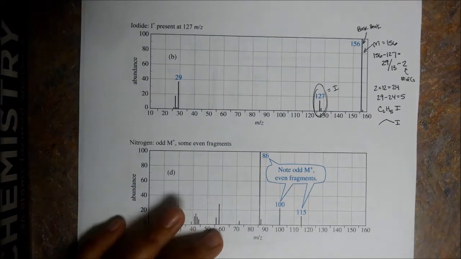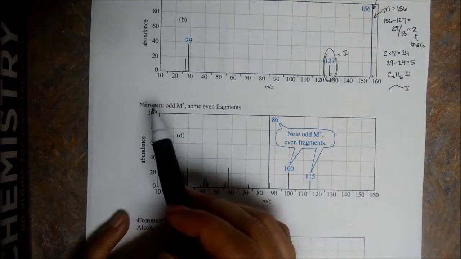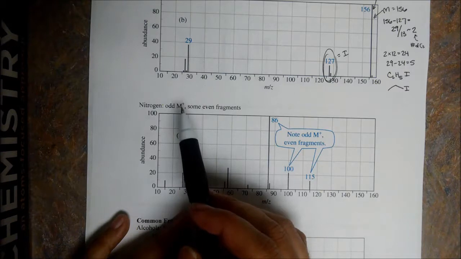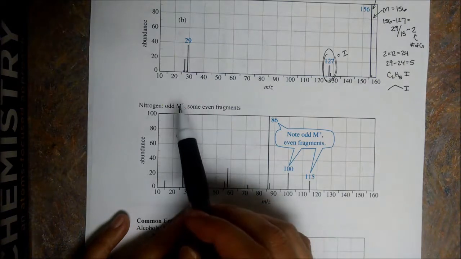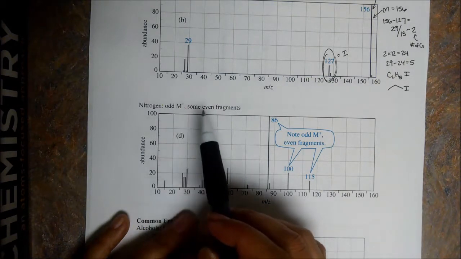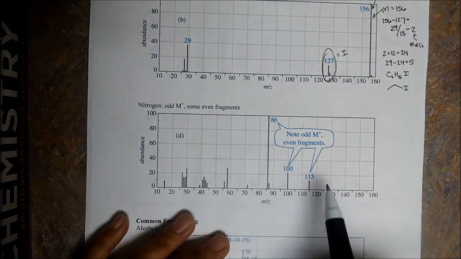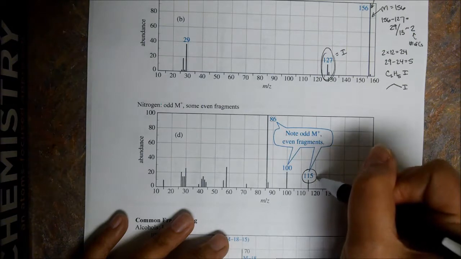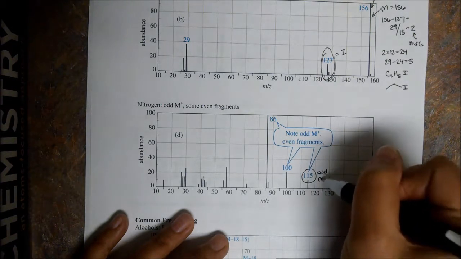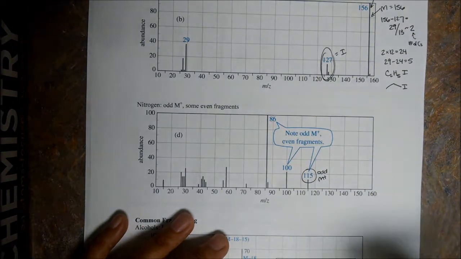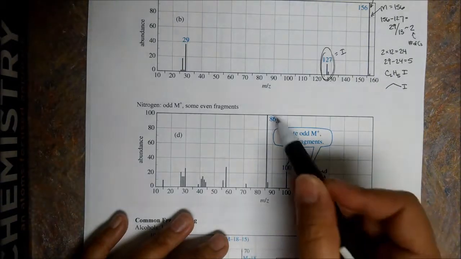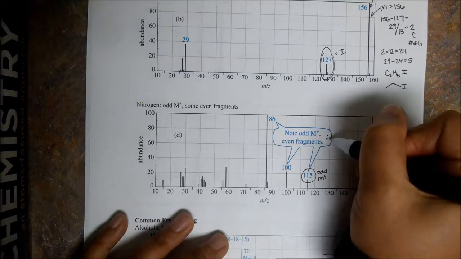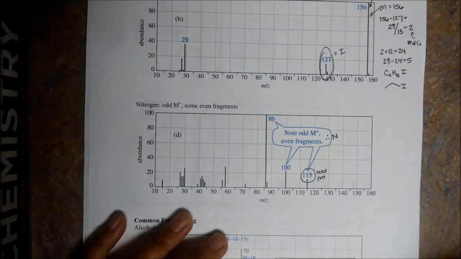Nice. How do we know we have a nitrogen in our compound? Well, we will have an odd M+ mass, our molecular ion mass, and then some even fragments. We can see that here. Here we have an odd molecular ion, and then we have some even fragments. This is because we have a nitrogen in our sample.